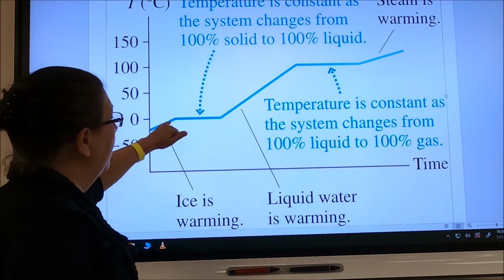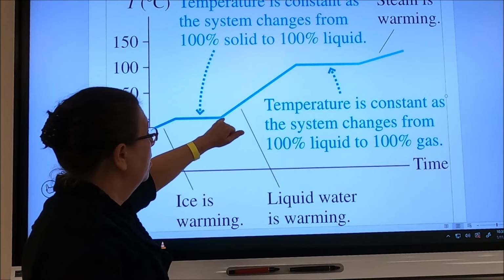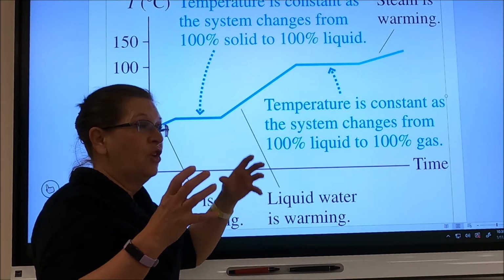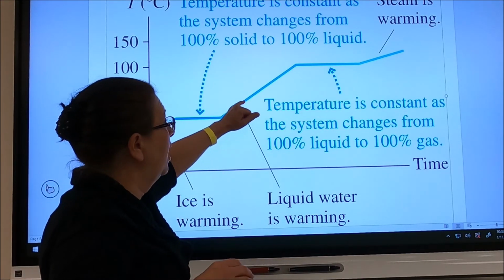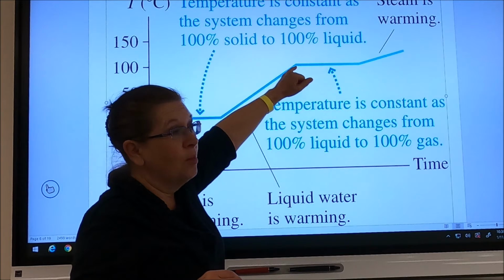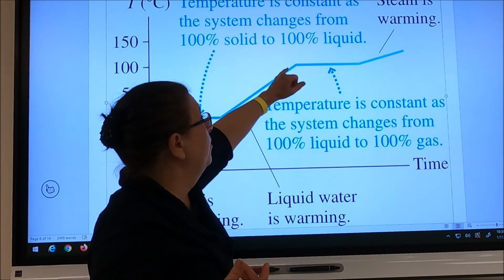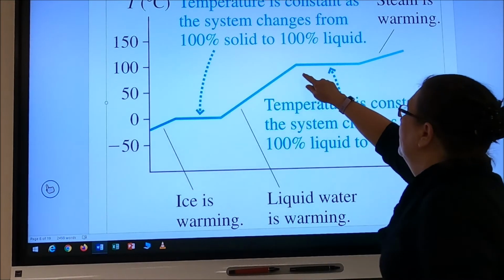Okay? Once everything has been converted over from solid to liquid, all of a sudden the liquid starts warming up because we've changed the potential energy of the system, okay? And now we start changing the thermal energy, the kinetic energy of the system. The system warms up again until we reach 100 degrees C.